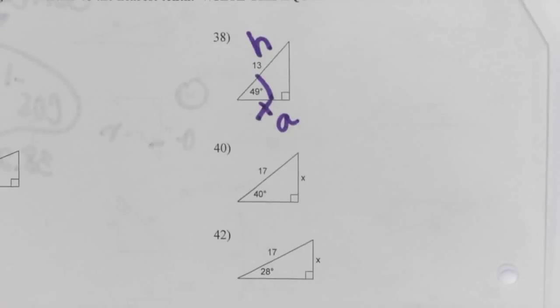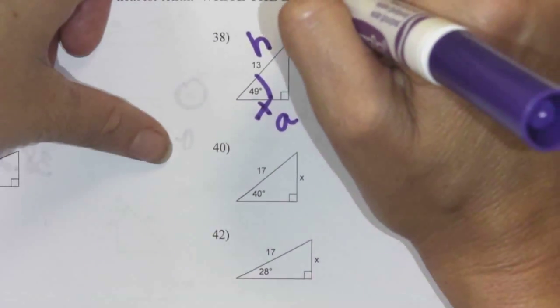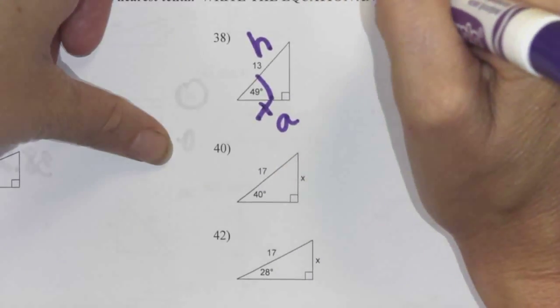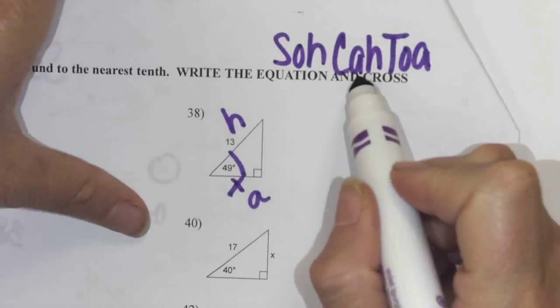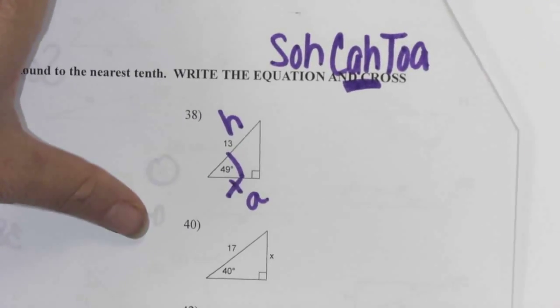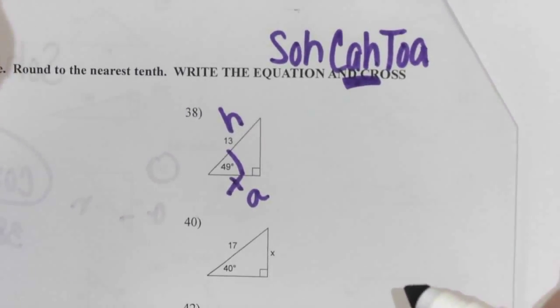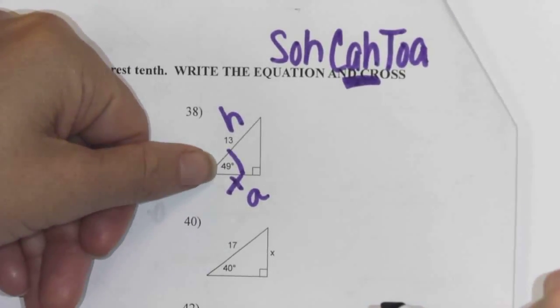A and H is cosine. If you remember from SOHCAHTOA, I'll write that up here. Slide this down then. A and H is definitely cosine. I am not doing inverse because I'm not solving for an angle. I know what the angle is.